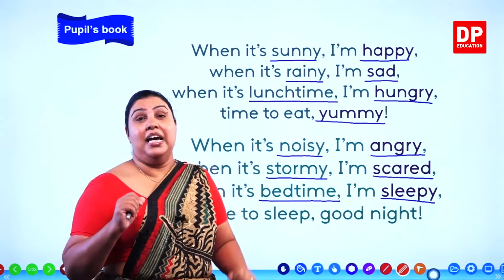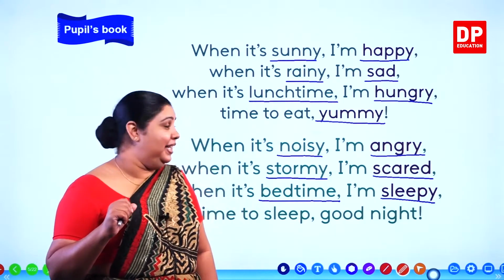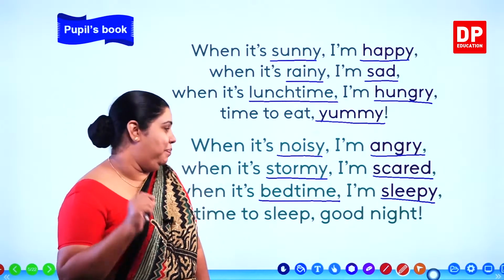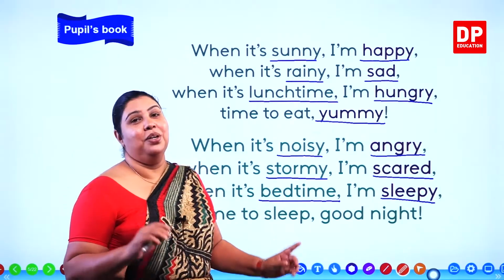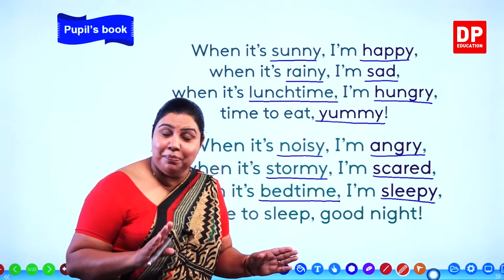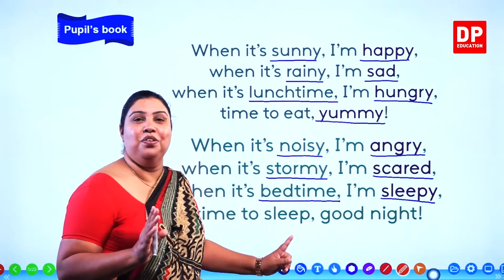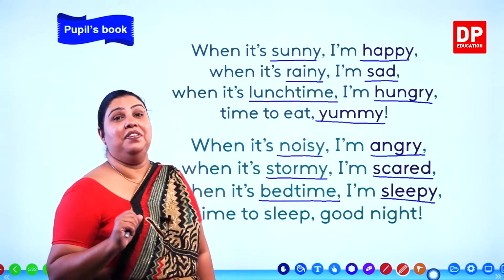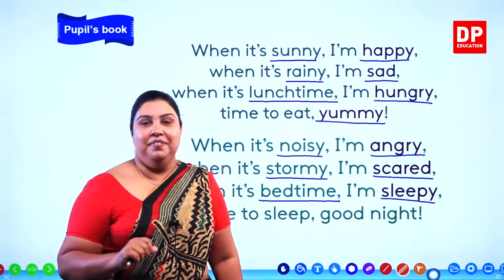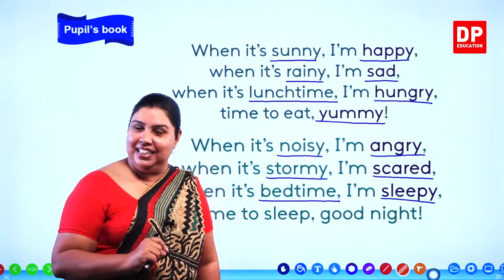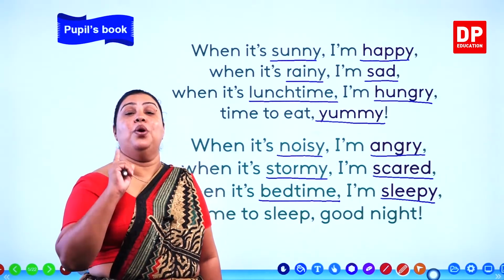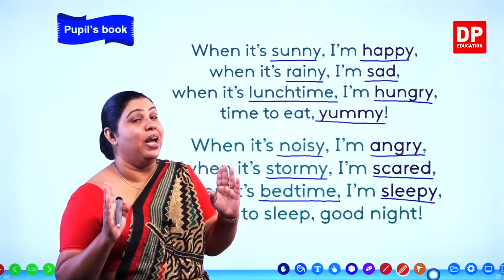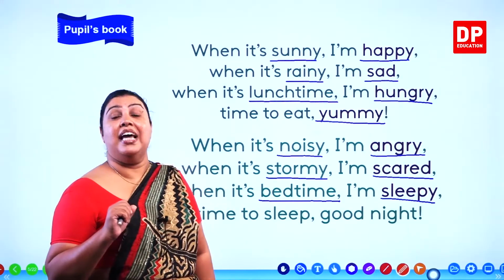Right? There are other times that you feel sleepy as well. Right? So we will talk about them later. When it's bedtime, I'm sleepy. Time to sleep, good night. That is the end of our poem, right? So now we have spoken about all the feelings that we have at different times. We are going to recite the poem once again with the teacher, okay? Listen to the teacher and then you are going to recite it nicely. And you have to remember at what times you are going to have the different emotions and the feelings, okay?